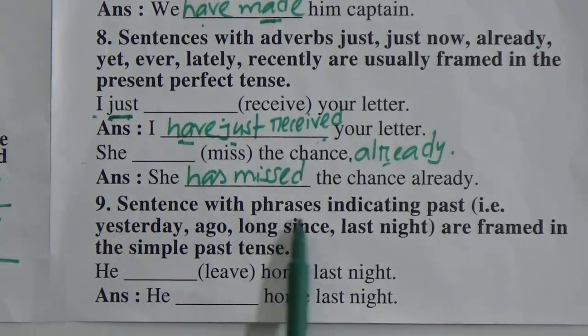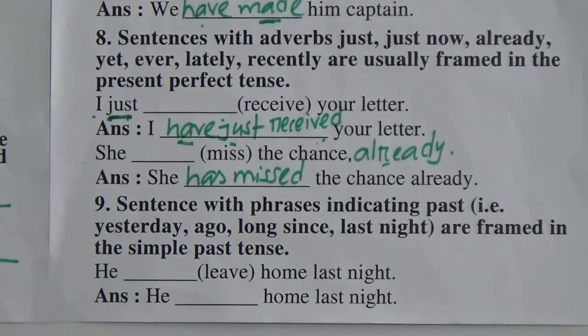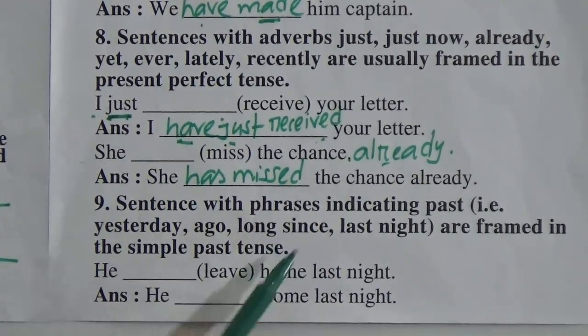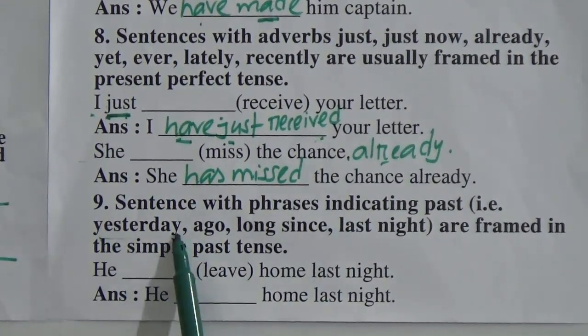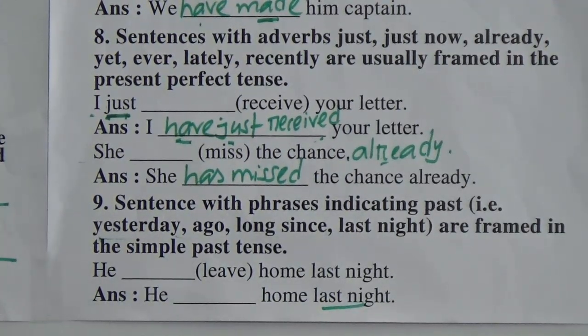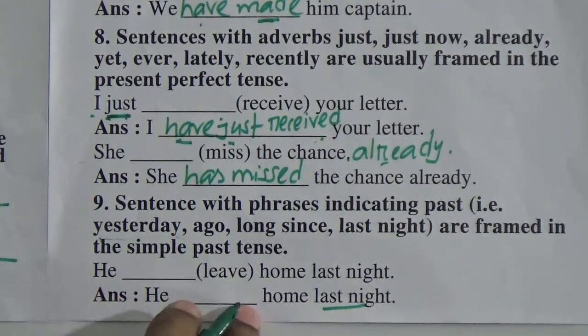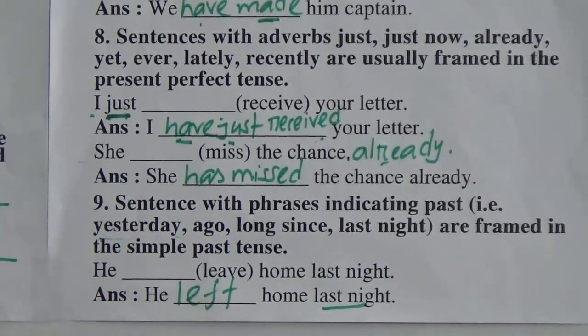Number 9, sentences with phrases indicating past, yesterday, ago, long since, last night are framed in the simple past tense. So if a sentence contains this word, the time period I told you before, yesterday, time period of past tense, we will have to make it past indefinite tense. So he leave home last night. Last night, time period of past time. So in past indefinite tense, after the subject comes the past form of the main verb. So leave, left. He left home last night.